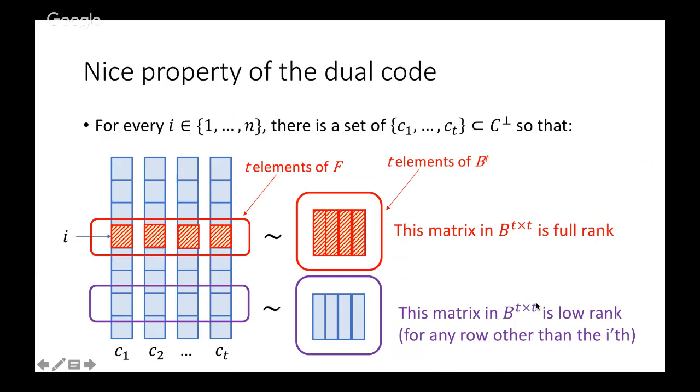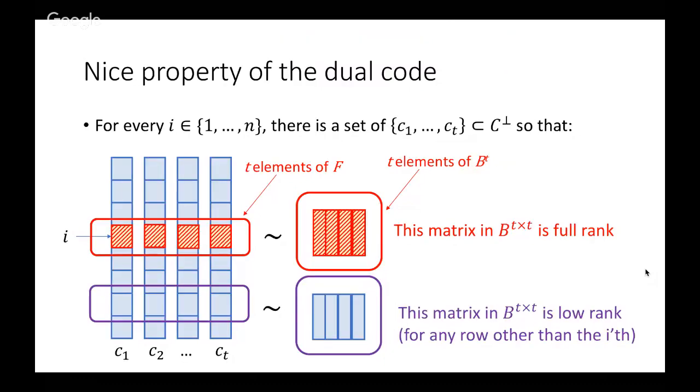So what does that mean? I just said that elements over my big field I should think of as vectors over my small field. And so when I say full rank, all I mean is that the t elements over the big field, I can think of these as t vectors of length t over the small field, aka a t by t matrix, and I want this matrix to be full rank. And then similarly for all the other rows, I want the corresponding matrix to be low rank. And the claim is that if I have this nice property in my dual code, then I have a nice repair scheme.